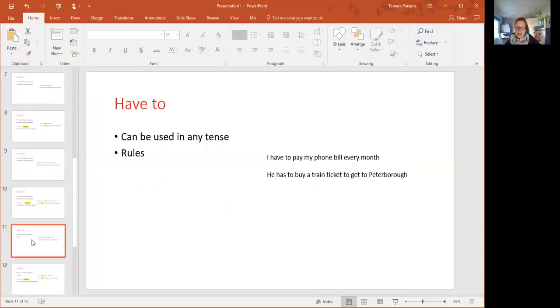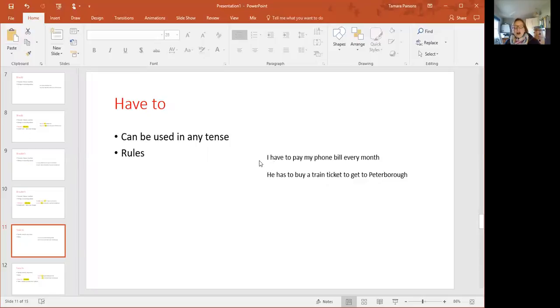Right, the next one is have to. Now, have to is not, strictly speaking, a modal verb, so it behaves a little differently. We can use it in any tense, and we use it to talk about rules. So these are things that we have no choice in. We must do them, we have to do them. It's absolutely the rules that we do this.